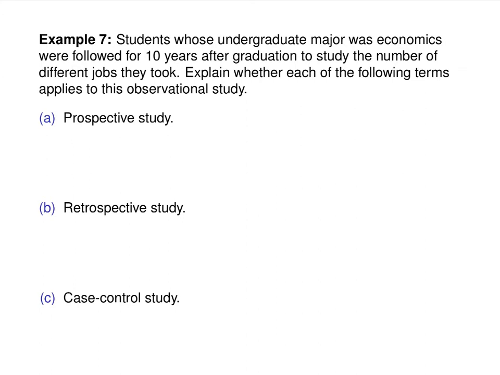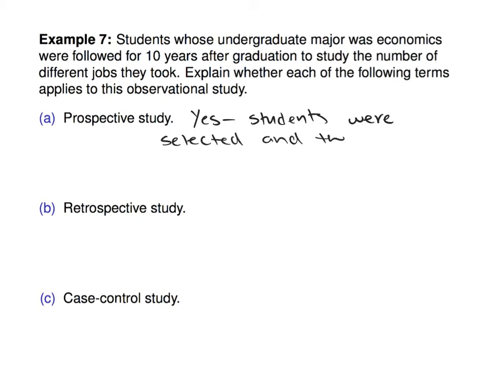Students whose undergraduate major was economics were followed for 10 years after graduation to study the number of different jobs they took. Explain whether each of the following terms applies to this observational study. Is it prospective? The answer is yes, because they were chosen and then followed. So yes, students were selected and then followed into the future.